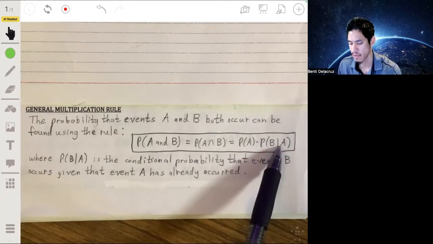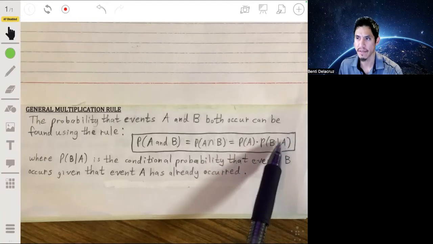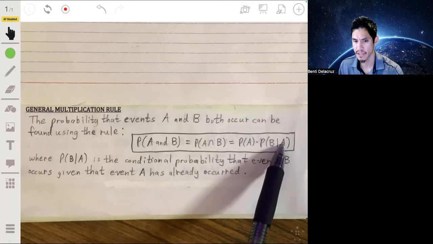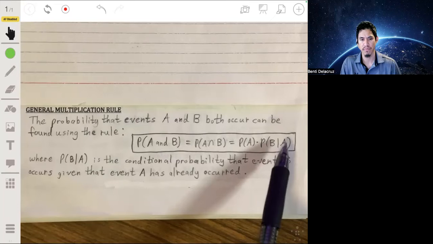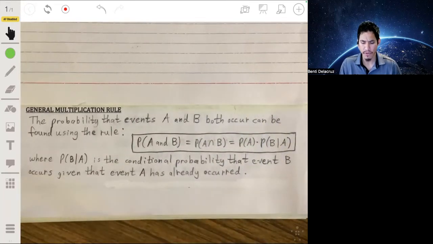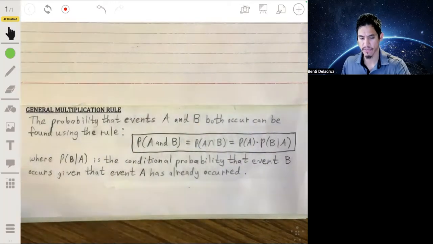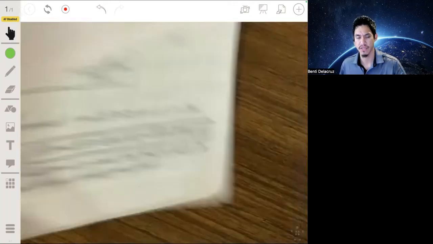And this is the conditional probability of B, because we're saying, what's the probability of B given that A has occurred. Now, sometimes this won't be any different than just the probability of B, but you always want to be aware of that because sometimes it could change. So as usual, let's go through an example so we can make much more sense of this.